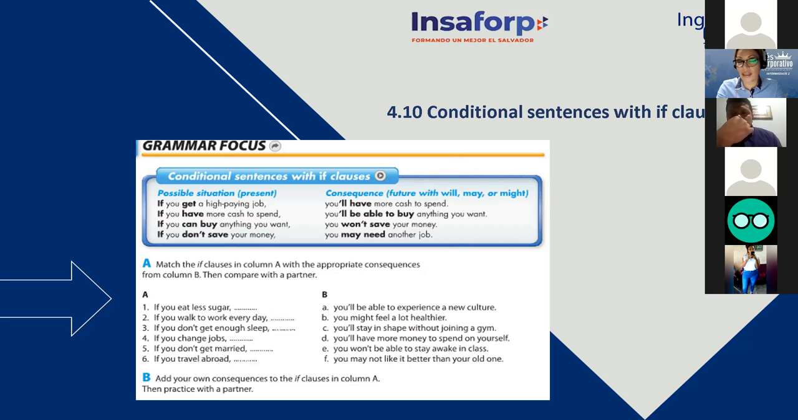Well, they are the same. The only difference is that might is a weaker possibility, and may is stronger than might when we're referring to that possibility in the future. That is the only difference, but the meaning is the same. Depending on how sure you are of that prediction or what you want to express in that possibility, you will use may or might, right?